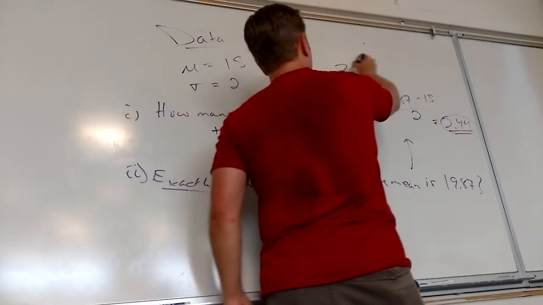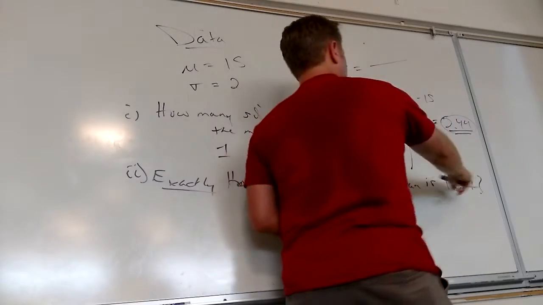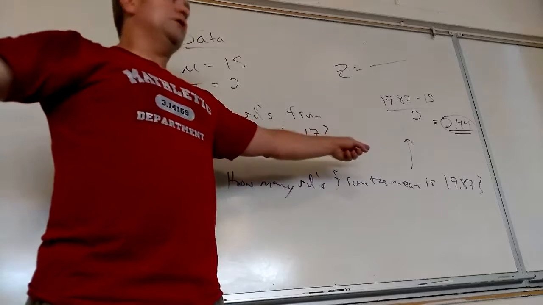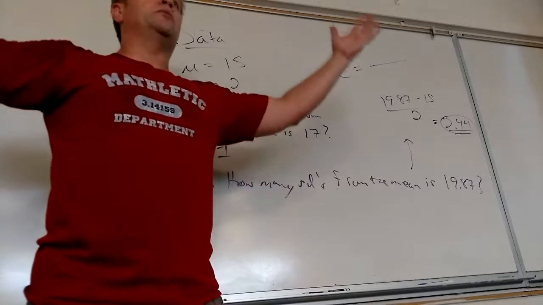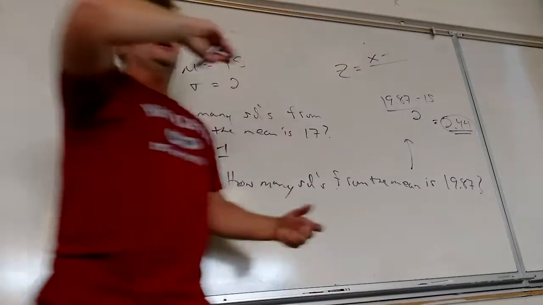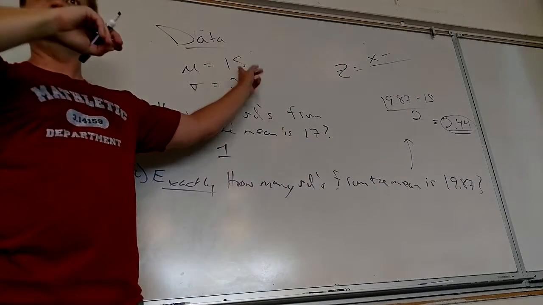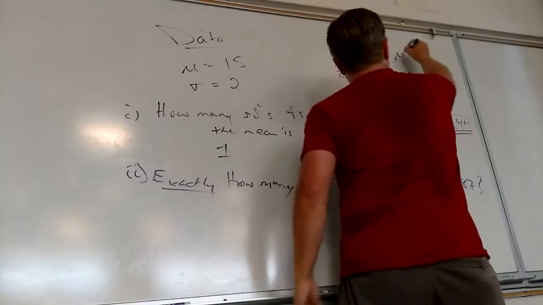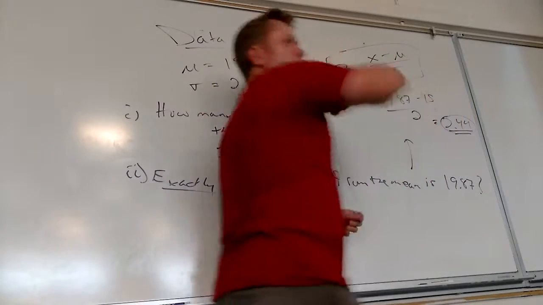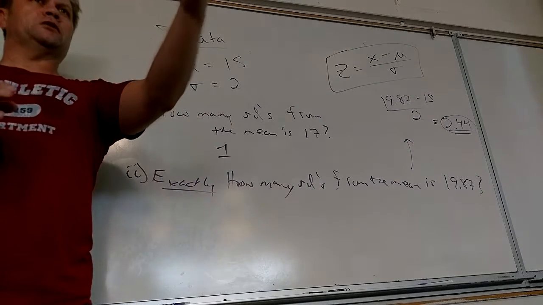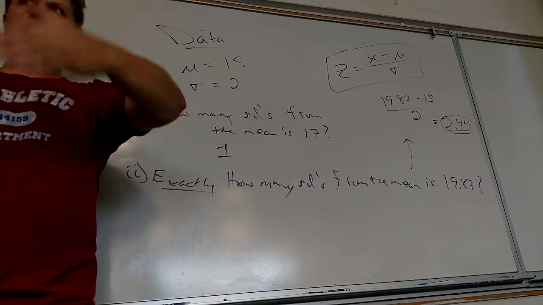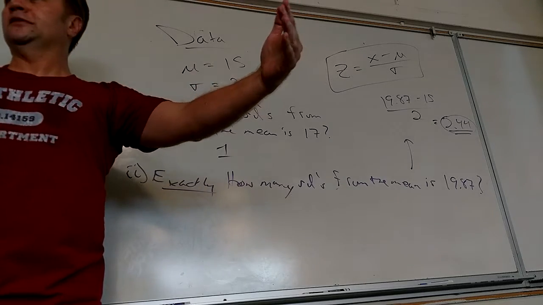So the z-score, what's the formula? What was the 19.87? It was just some data point, x. And 15, of course, is the mean. And 2, of course, was the standard deviation. So what does the z-score tell you? The number of standard deviations from the mean to a data point.